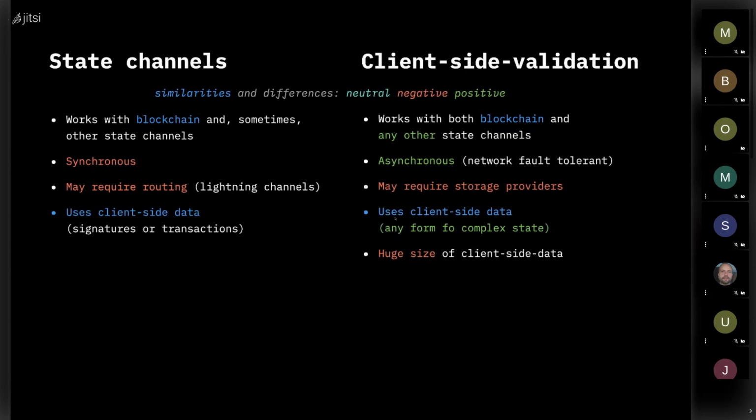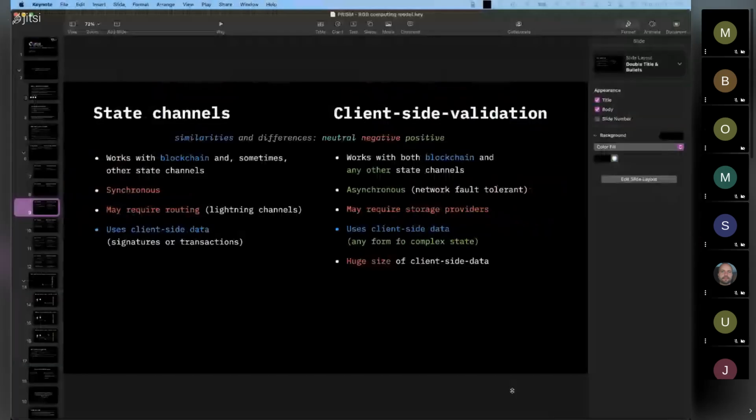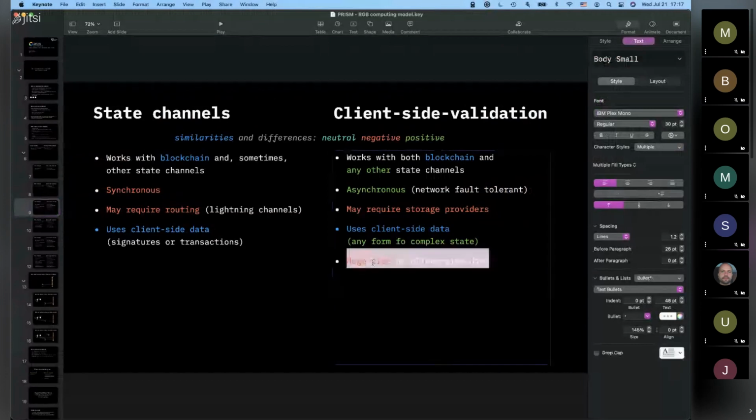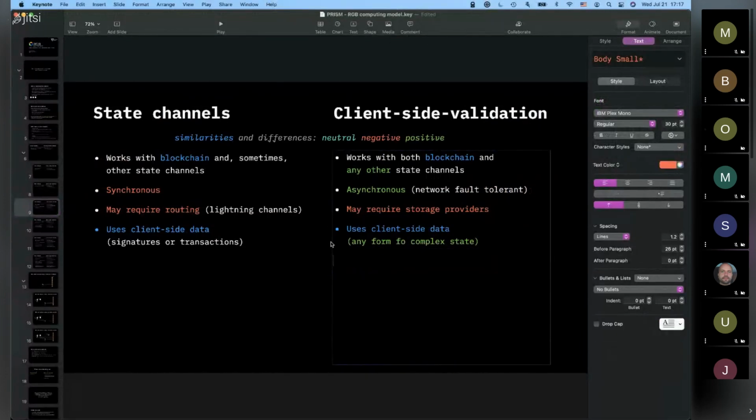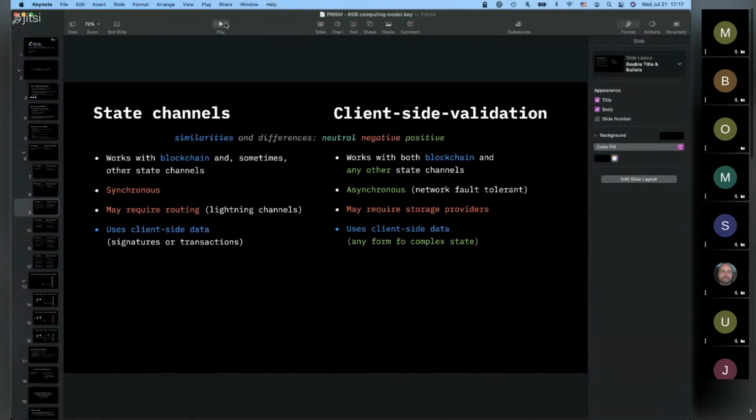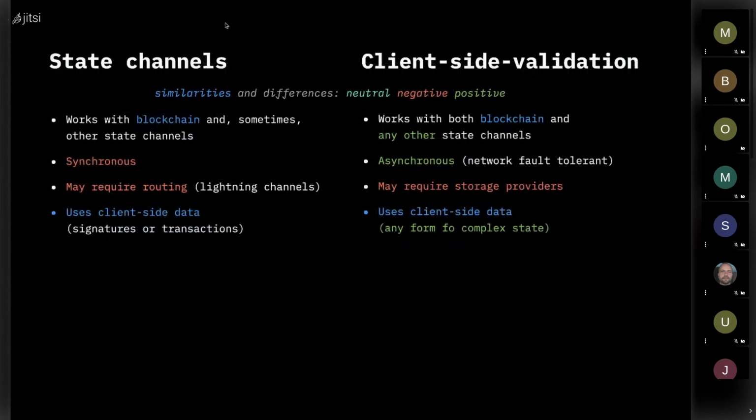Both of these use client-side data. State channels have client-side data in the form of signatures of transactions, while client-side validation can maintain any form of complex state on the client side.